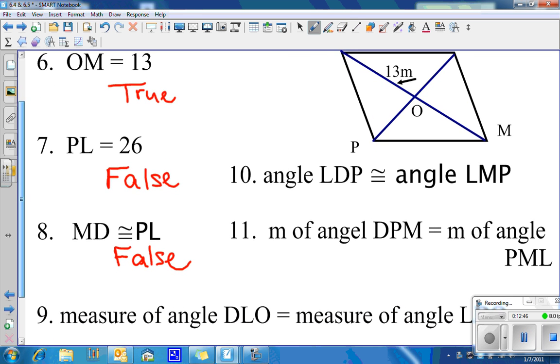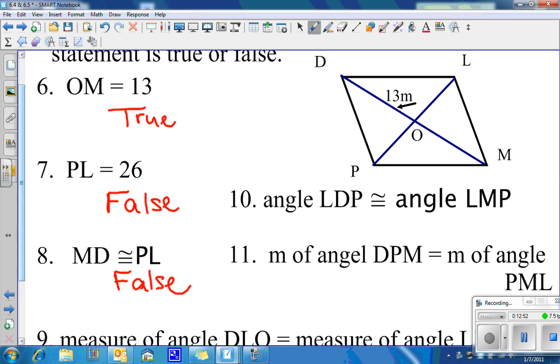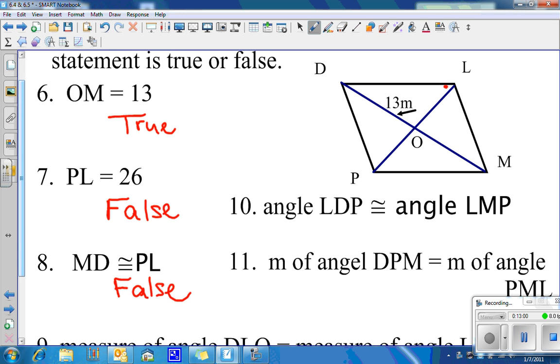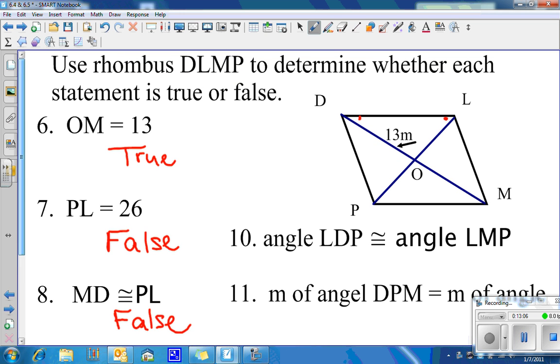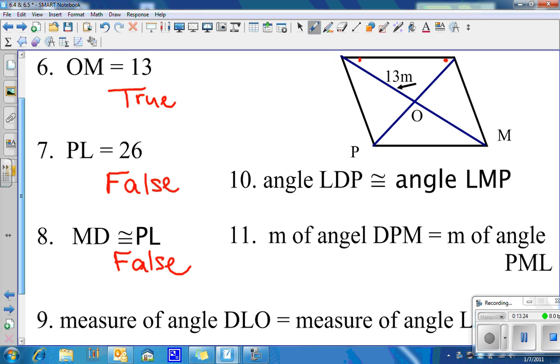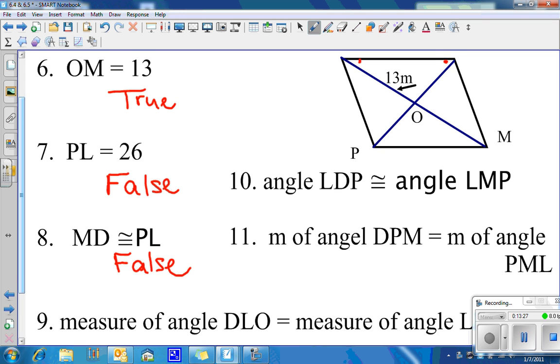Number 9. The measure of angle DLO, this angle right here, is equal to the measure of angle LDO. True or false? Okay, it is a rhombus. You said what? It's got to be one or the other. I'll go back to your picture so you can see it. True or false?